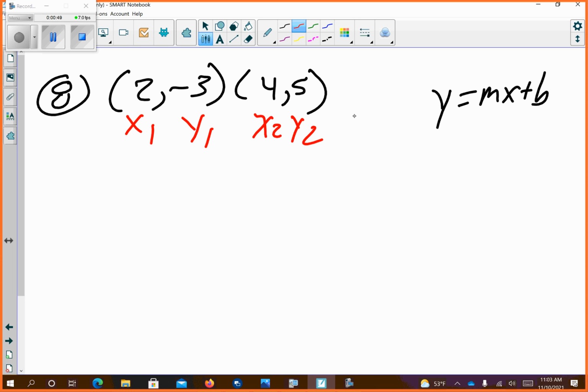So I just have to label. And I always label from left to right.